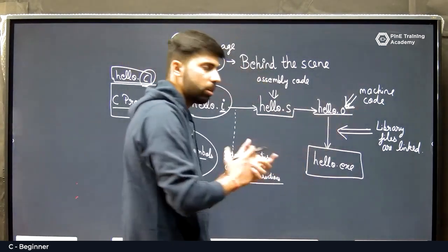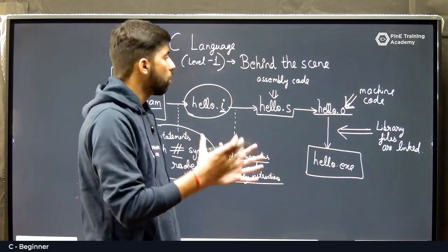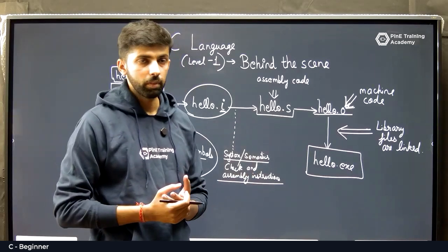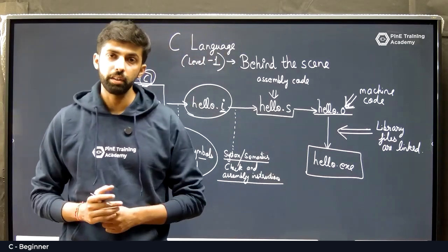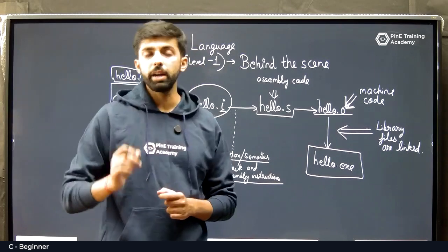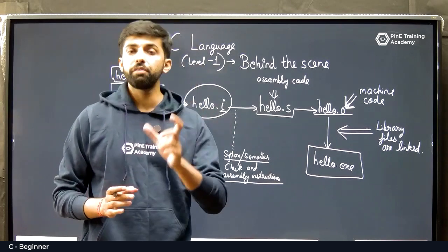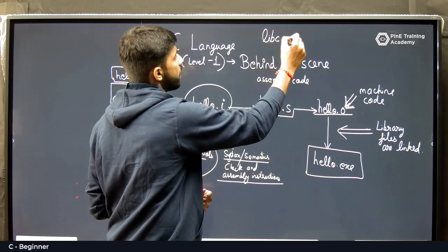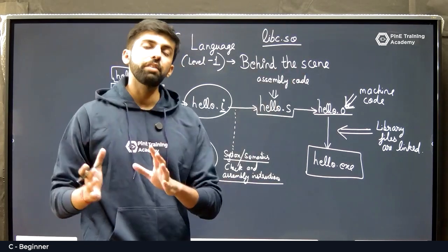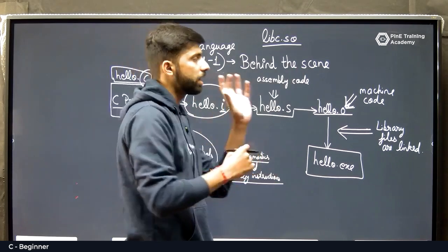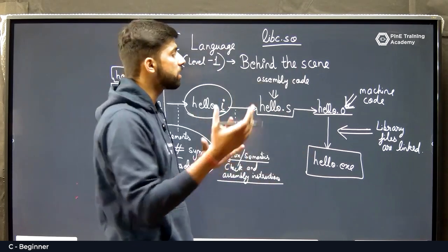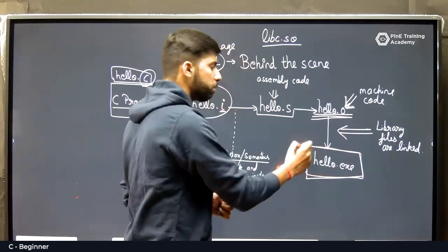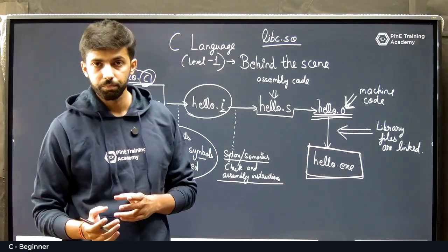Once we have the machine code, now it's time to link all the library files which are required to successfully compile the program. In our program, we used printf. Now the definition of printf is present in a library file named libc.so. From that file, we can find the definition of printf. That file is linked with our object file and we get our executable file, which is hello.exe.